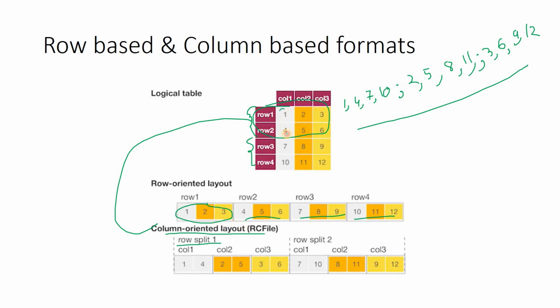So how the data will be stored: 1 4 will be together, then 2 5 will be together, and then 3 6 will be together. So this is a separate block if you consider row split 1. Then another partition is row split 2, where row 3 and row 4 are stored. In columnar format, 7 and 10 are together, then 8 and 11 together, and then 9 and 12 together. Okay, like this.